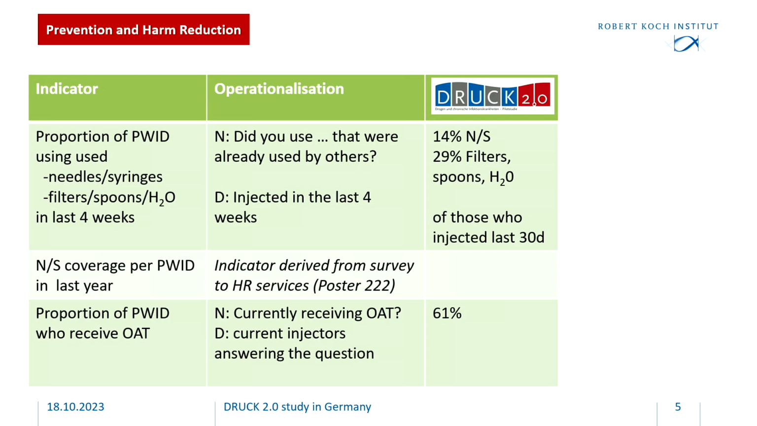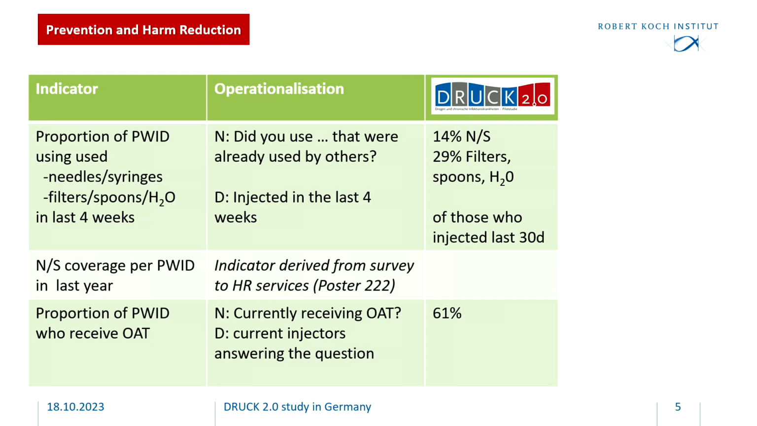And in this recent study, 14% shared needle syringes and 29% shared filter spoons or water, of those that injected in the last 30 days. For this indicator that was presented by Thomas, needle syringe coverage per people who inject drugs in the last year, we don't derive this data from this cross-sectional survey, but we have another survey to harm reduction services, and we calculate it from this survey.